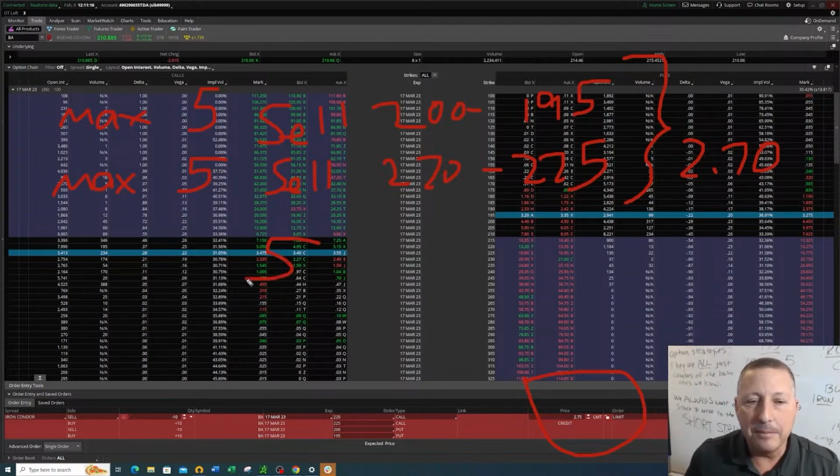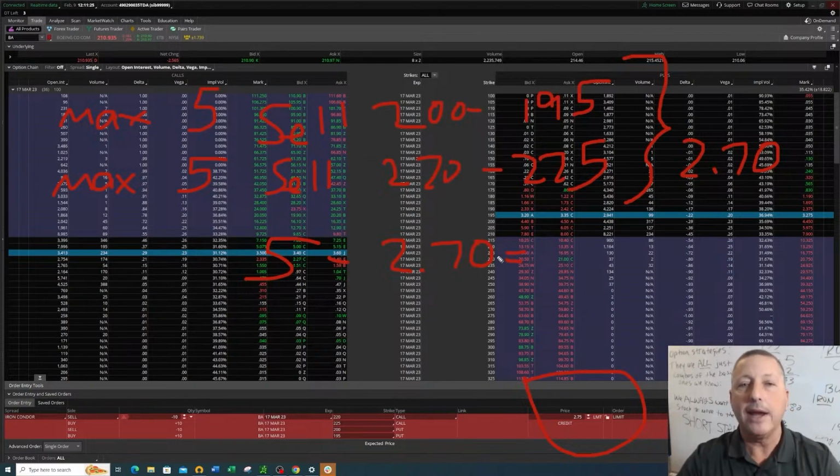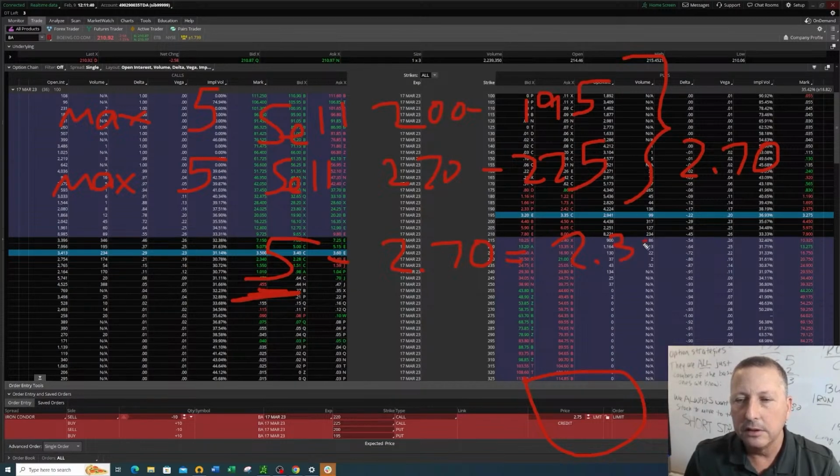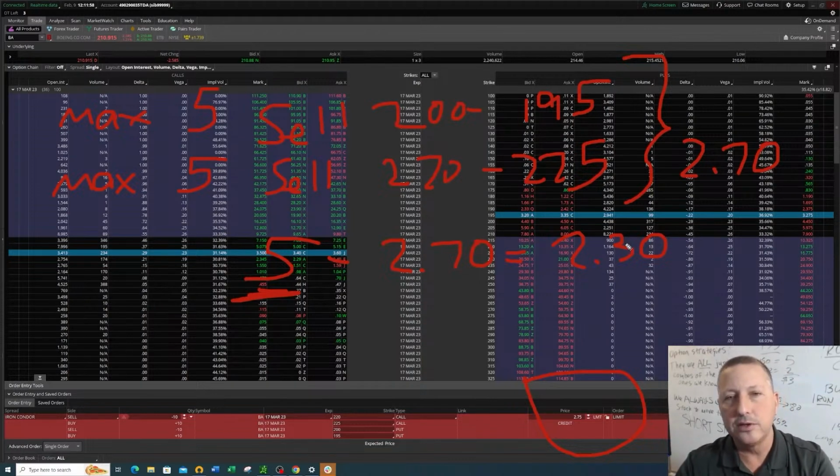Well, if that's the max value and I have already collected $2.70, then even if the stock breaks out of the range that we thought it was going to stay in, whether it goes down to $150 or up to $250, with the max value being $5, the most I can lose from a risk standpoint is $2.30 per iron condor. Again, that's the maximum value of $5 less the credit I've already received. So $2.30 is my maximum risk. I can make $2.70, I can lose $2.30.